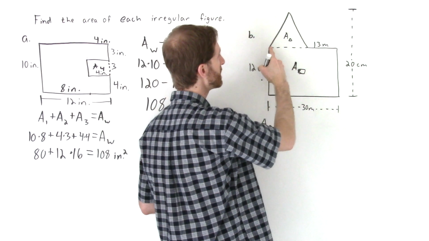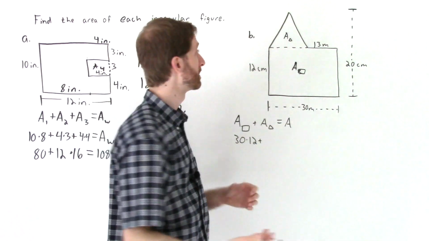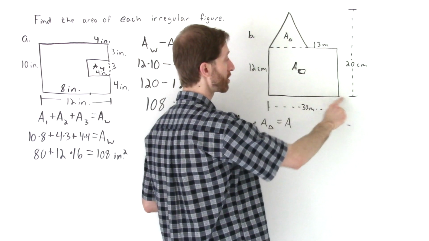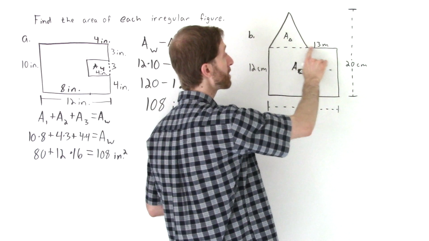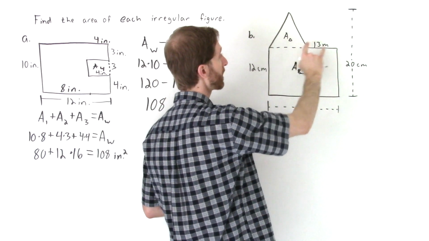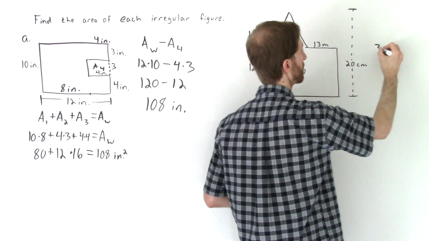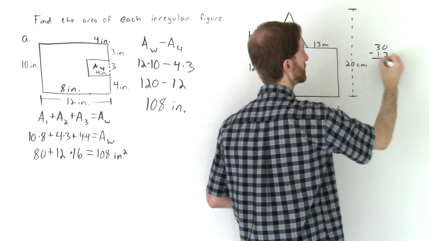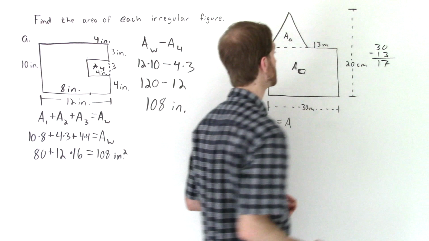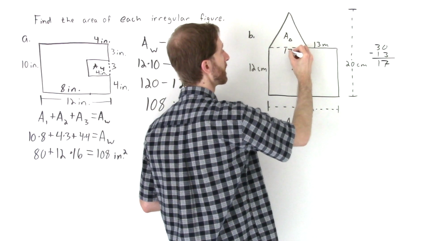Well, I need 1/2 the base times the height. Well, I have this whole thing is 30 right here, and that amount is 13. If I subtract 13 from 30, I will get the remaining amount. We'll do a little bit of side math. 30 minus 13 is equal to 17. So this part right here is 17.